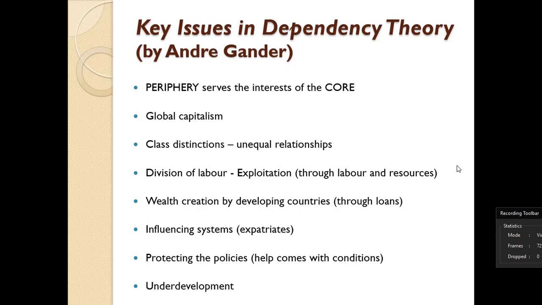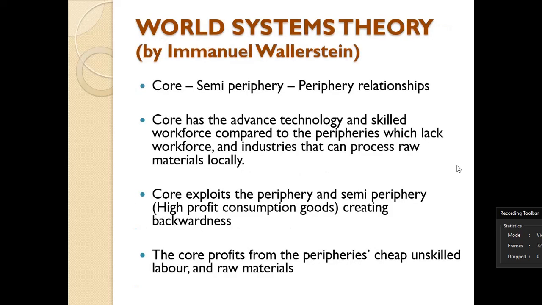Then you have global capitalism, and you have division of labor, whereby there is exploitation through labor and resources. For instance, if you look at what China is doing. And then you have influencing systems, where the developed countries bring their experts and try to influence how development processes should happen. And at the end of the day, this leads to underdevelopment.